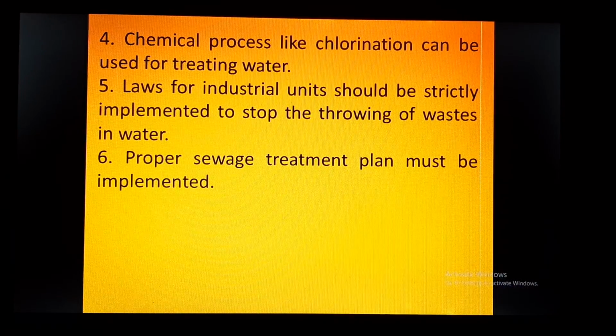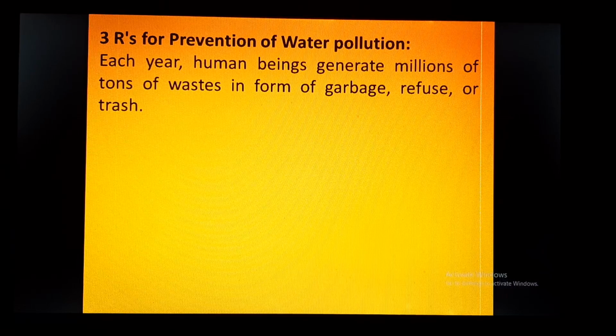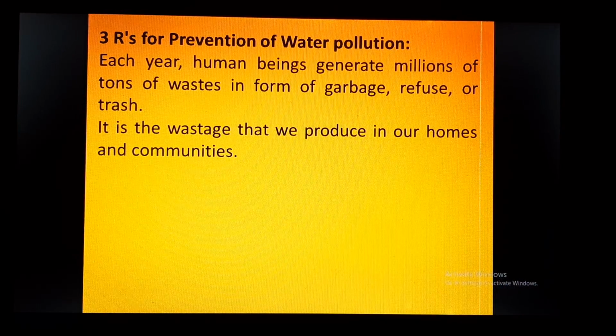A proper sewage treatment plant must be implemented in each city and by each industry. The idea of reduce, reuse, recycle should be incorporated for prevention of water pollution. How does it work? We should reduce the usage of water.